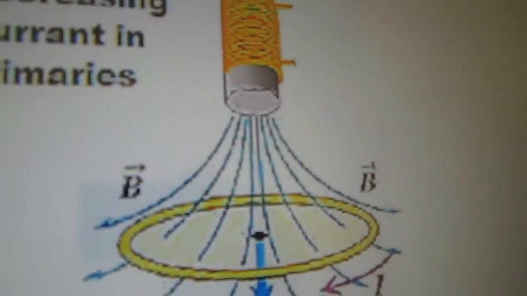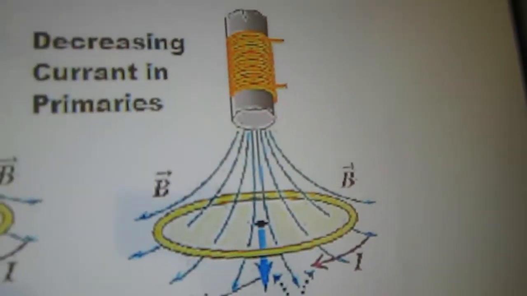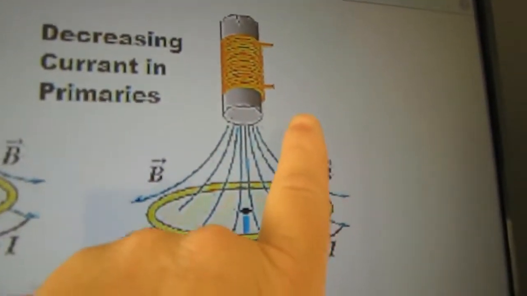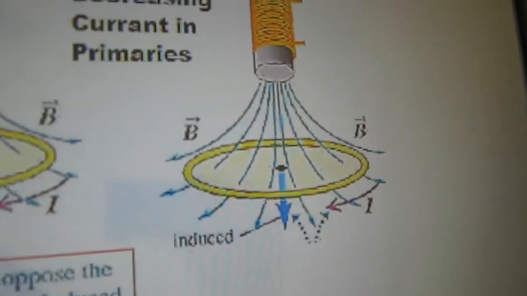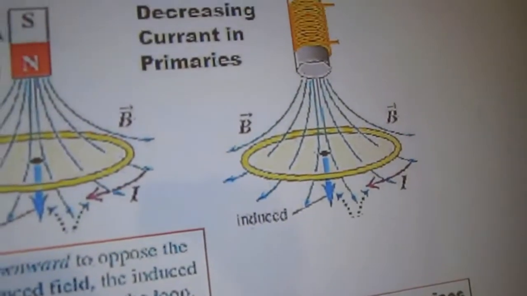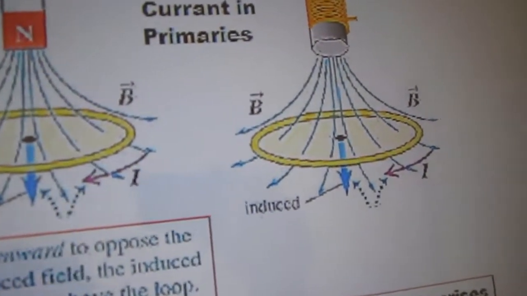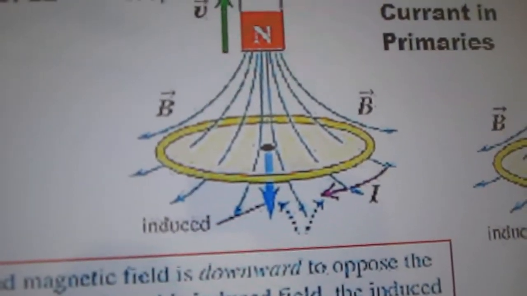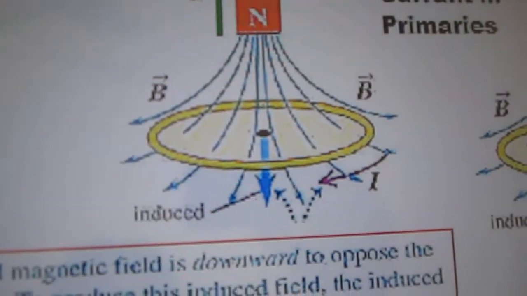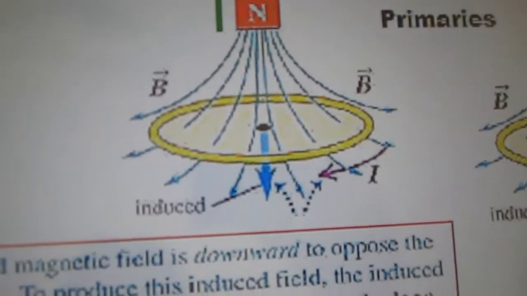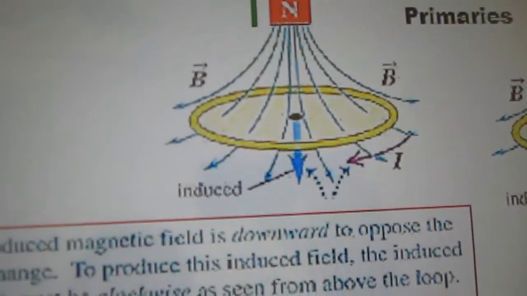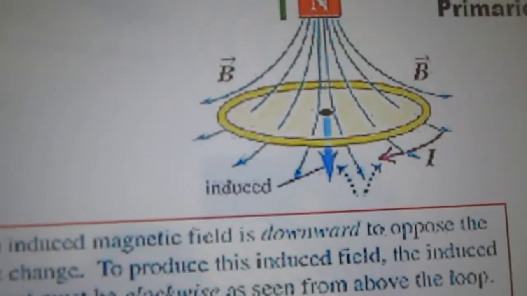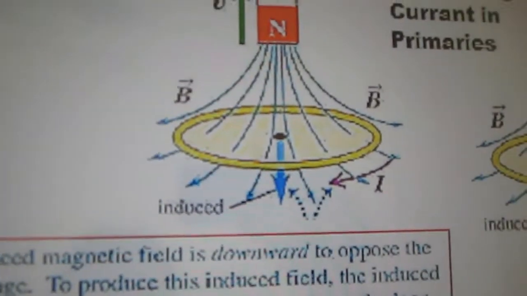And this is the same thing as an electromagnet. It is exactly the same thing. All you are doing is raising and lowering the current. That's all you are doing. The induced magnetic field is downward to oppose the flux change. To produce the induced field, the induced current must be clockwise as seen from above, but if you look at it from the face of the coil or the magnet, it is actually counterclockwise.